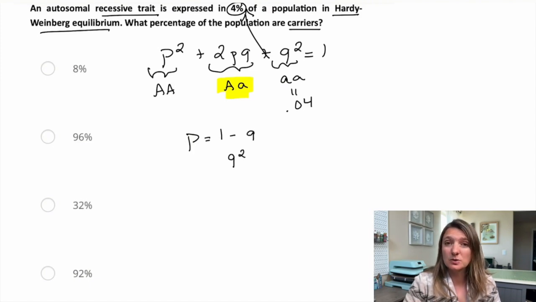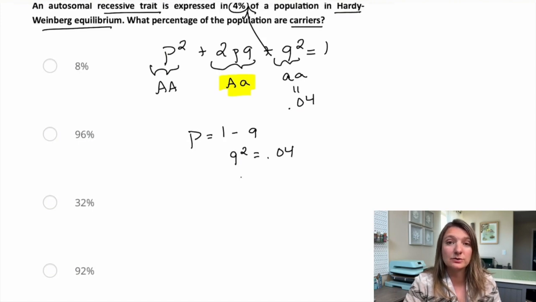And we know that q squared is 0.04. So we need to take the square root of 0.04 to get q, and we are left with q equaling 0.2. So now let's find p. So p, again, is equal to 1 minus q, which now we know what q is. So 1 minus 0.2, which is going to give us 0.8. So p is 0.8.